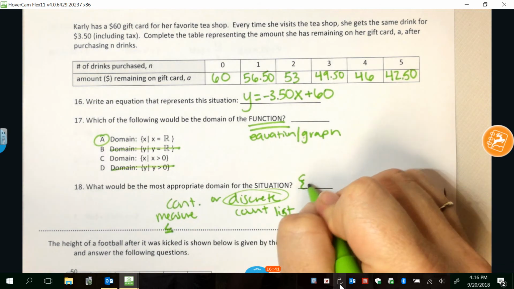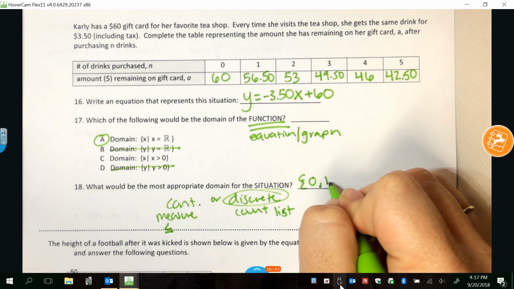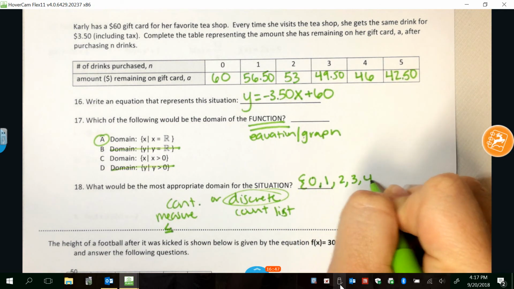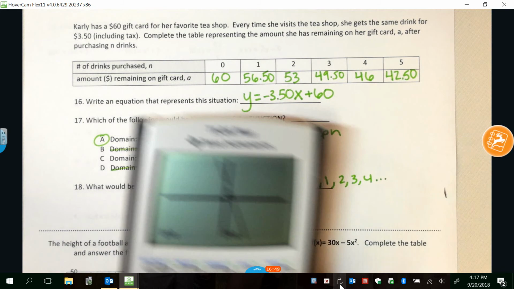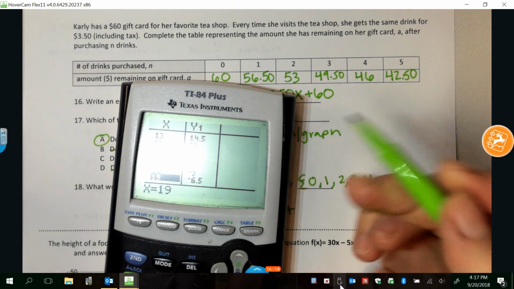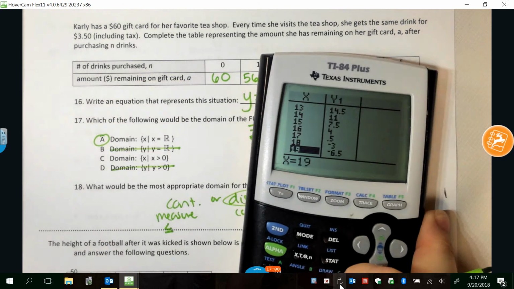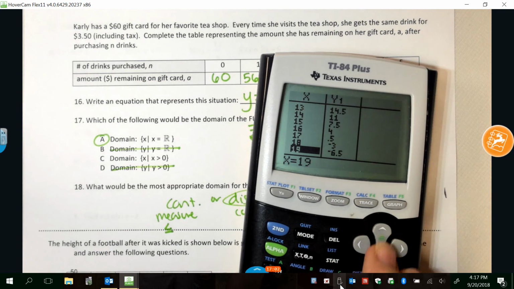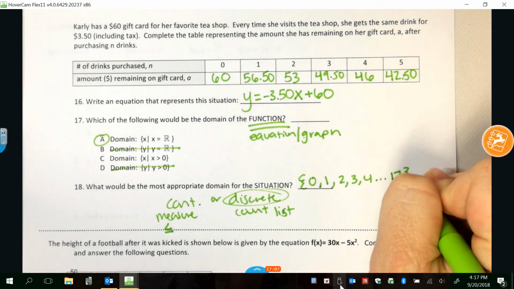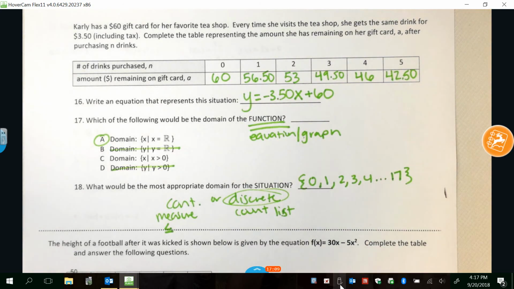Okay, so I can have 0 drinks. I can buy 1 drink. I can buy 2 drinks. I can buy 3 drinks. I can buy 4 drinks. Now, I can't go on forever. I only have $60 on my card. So if you come here, you can scroll down. Now, I can have 50 cents on my card, but I cannot have negative $3 on a gift card. It won't let that happen. So I can only purchase 17 of my favorite drinks. So that's my end point. Okay? So that's that problem.